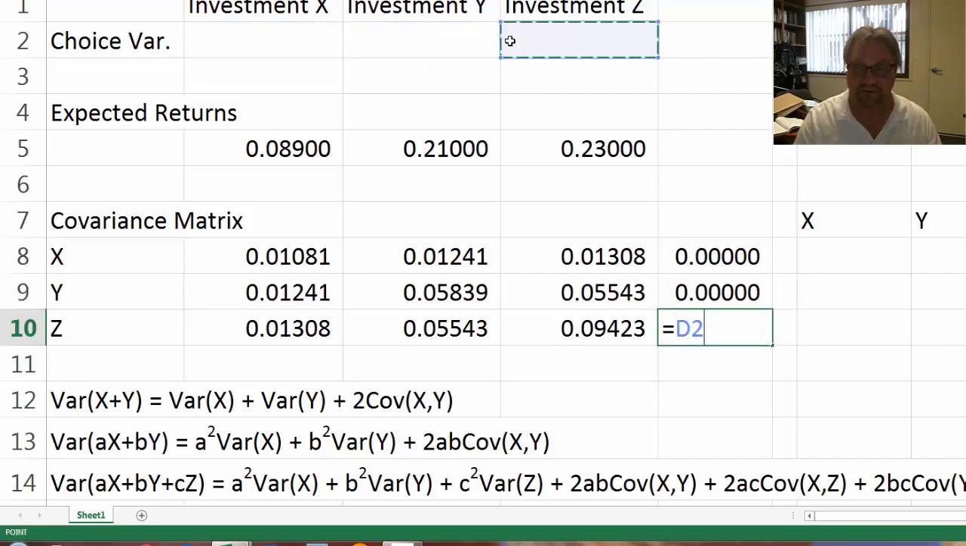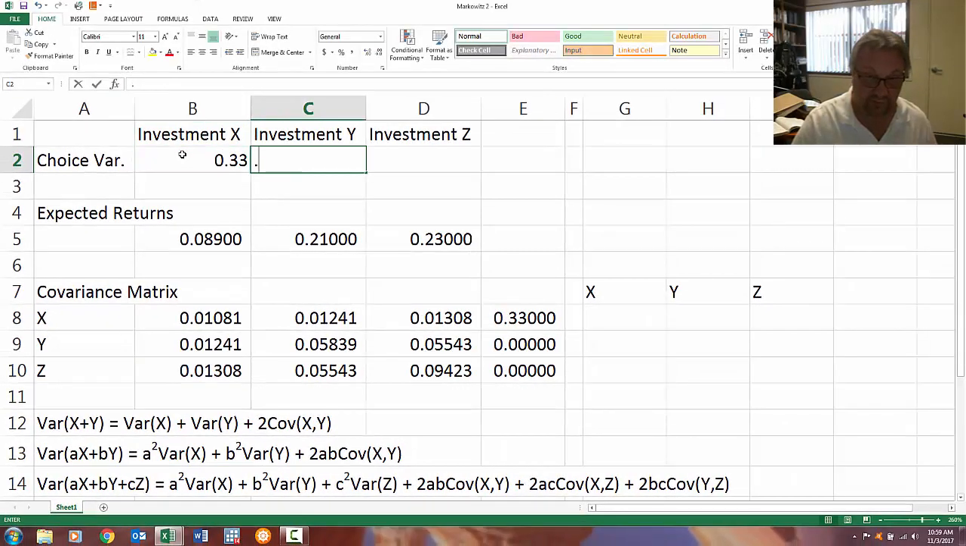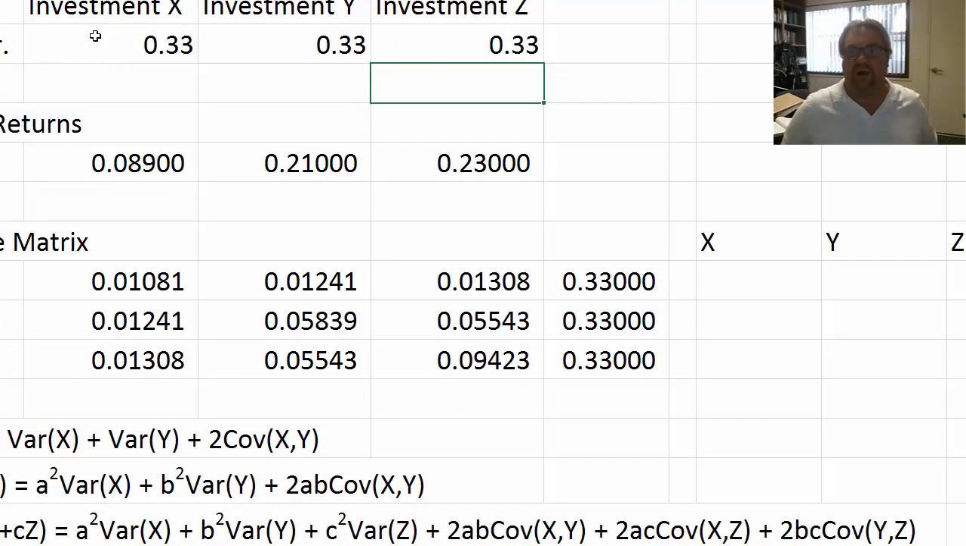And so what I'm going to need to do is put something in here. So 0.33, 0.33, 0.33. Okay? I'm just going to put 1/3 into all these investments. All right. Then we can do this in 2 steps.